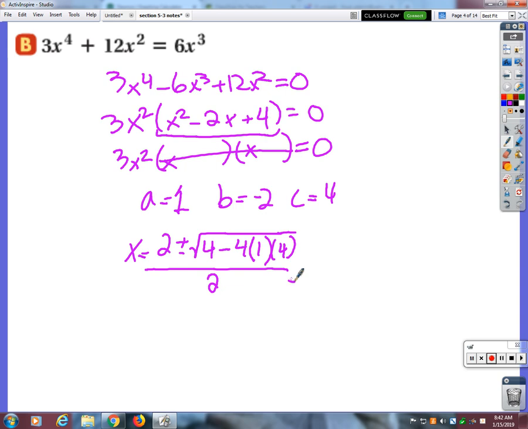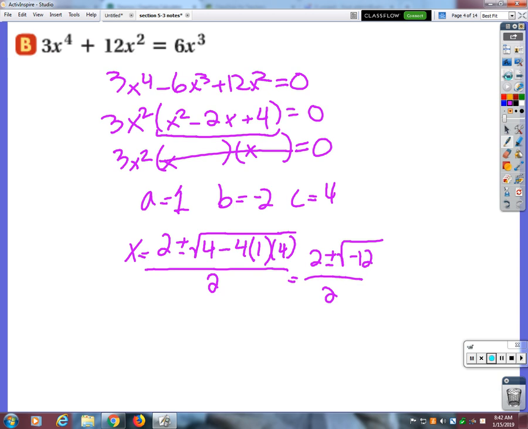Okay, thank you, Kate. Once again, nice job. All right, so if I go 4 times 4, I get 16. 4 take away 16 is negative 12. So normally you would stop there and say, can't take the square root of a negative number.